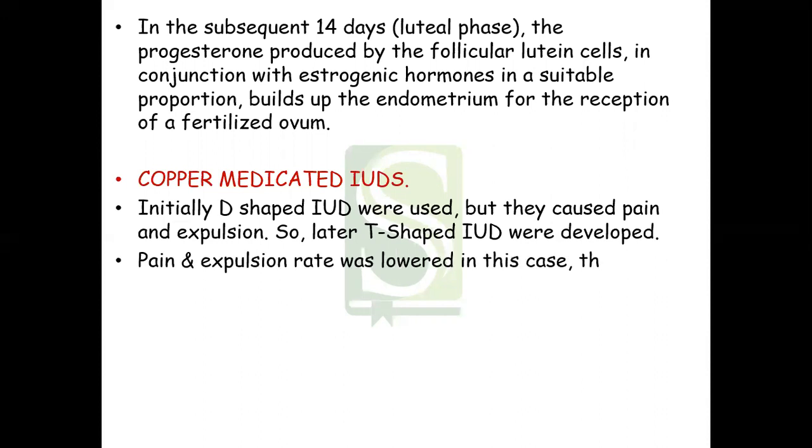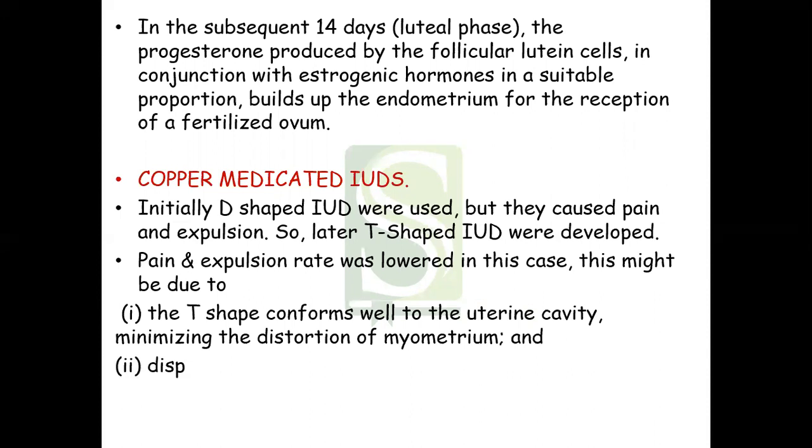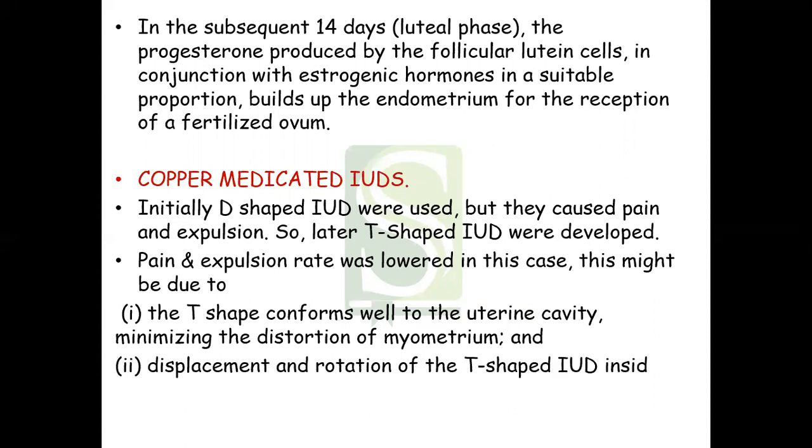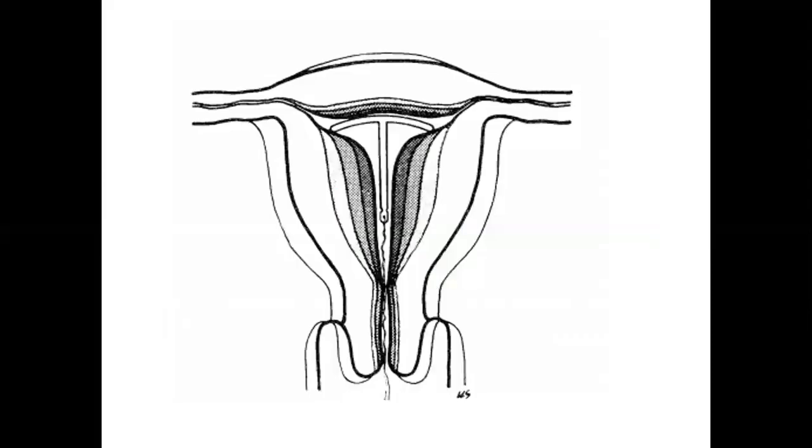Okay. So pain and expulsion rate was lowered in this case, and this might be due to the T shape, as it conforms well to the uterine cavity, which minimizes the distortion of the myometrium. And secondly, it can be attributed to the displacement and rotation of the T-shaped IUD inside the endometrial cavity, resisted by the 3 points of contact between the device and the endometrial walls.